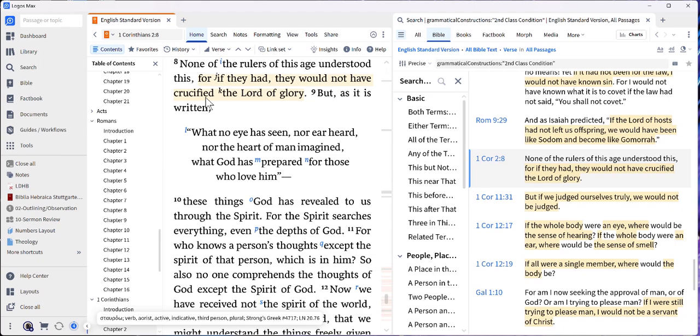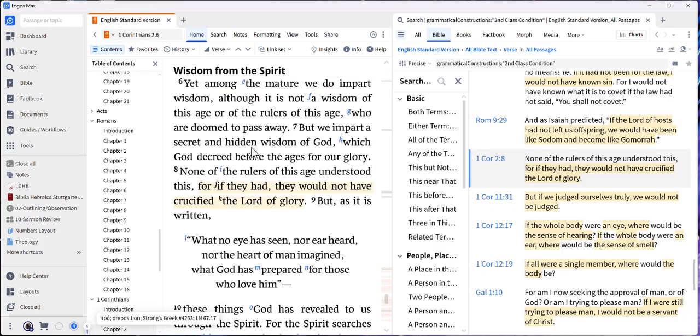So the whole point of Paul's argument here is that the wisdom of God does not come by way of the world, but through the way of God. And he's building this argument, and he's using the second class conditional here to make his point clear and concise.